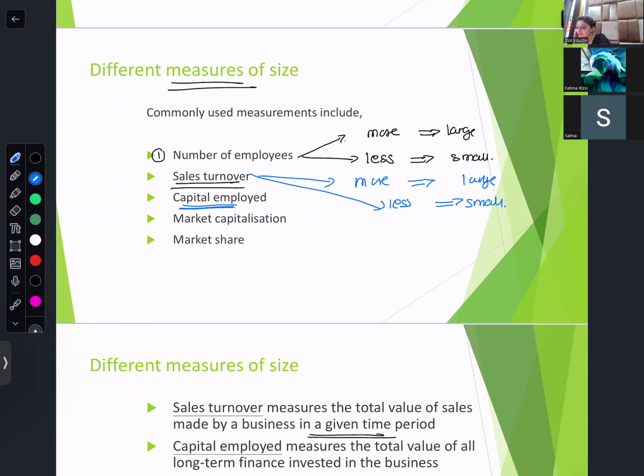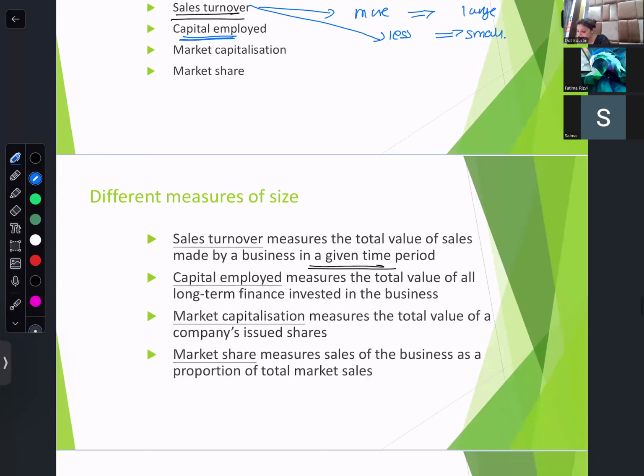I don't know this one, miss. What is capital employed? It measures the total long term finance invested in the business. Capital employed will have the total long term finance in the business.